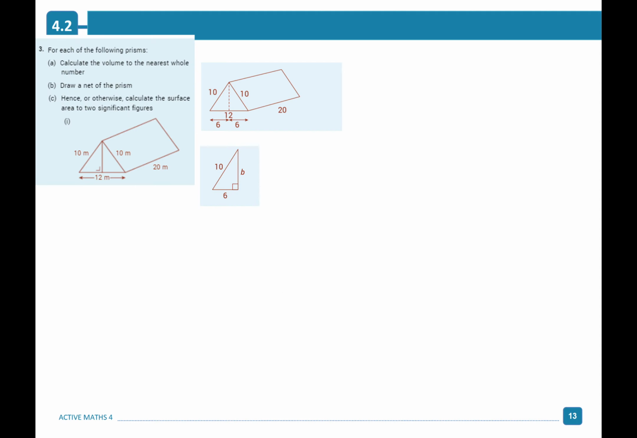Let's look at an example question. This is exercise 4.2, question 3. For the following prism, calculate the volume to the nearest whole number, draw the net of the prism, and hence or otherwise calculate the surface area to two significant figures.